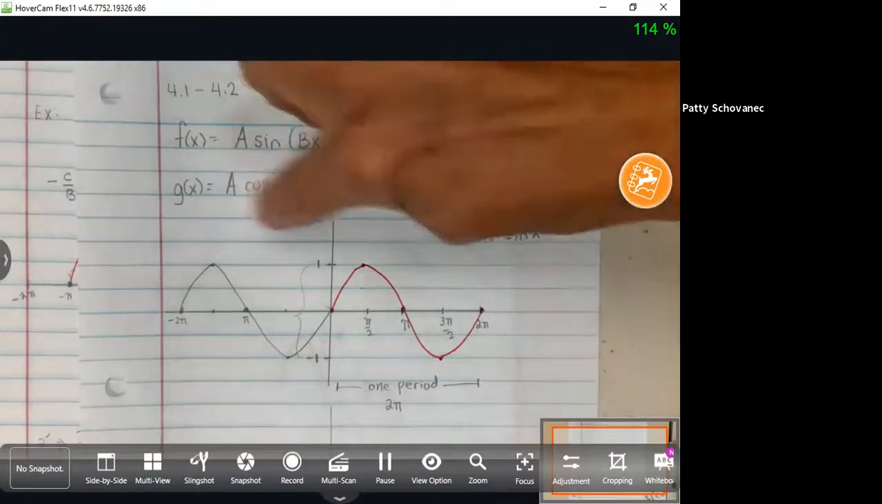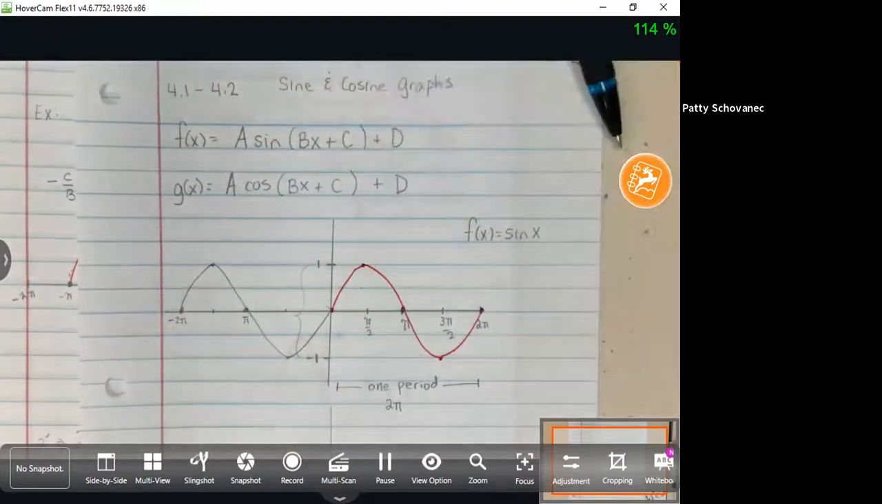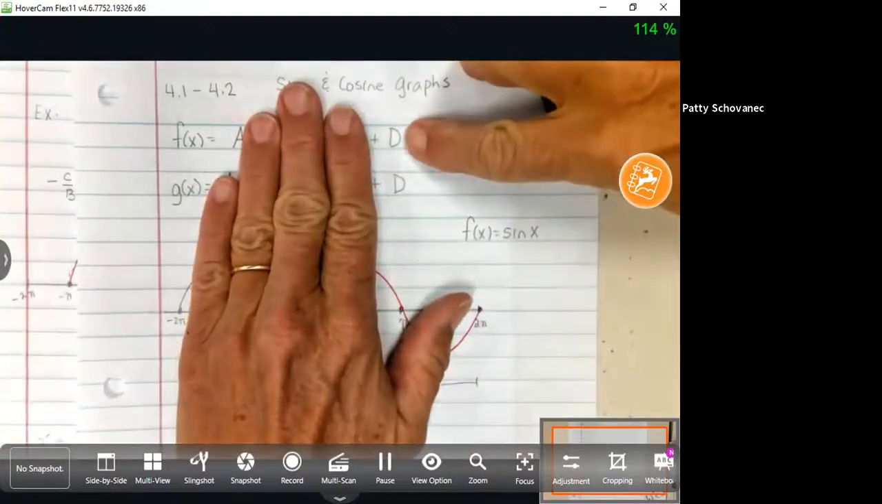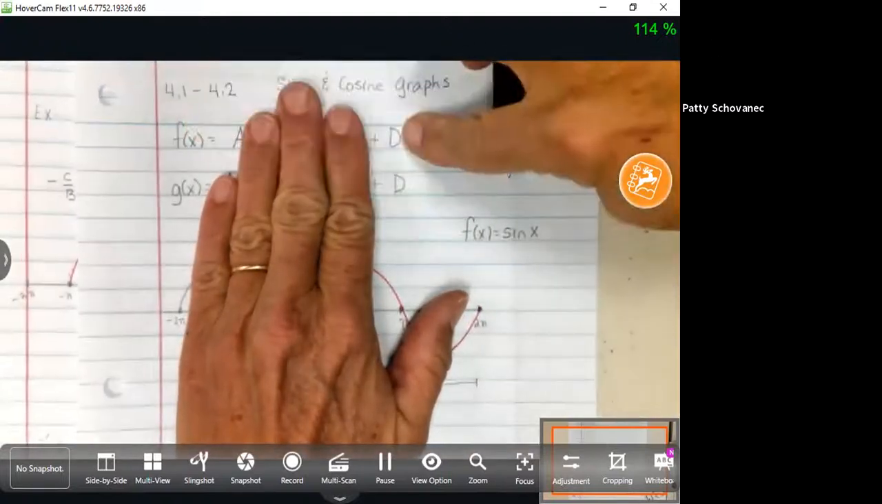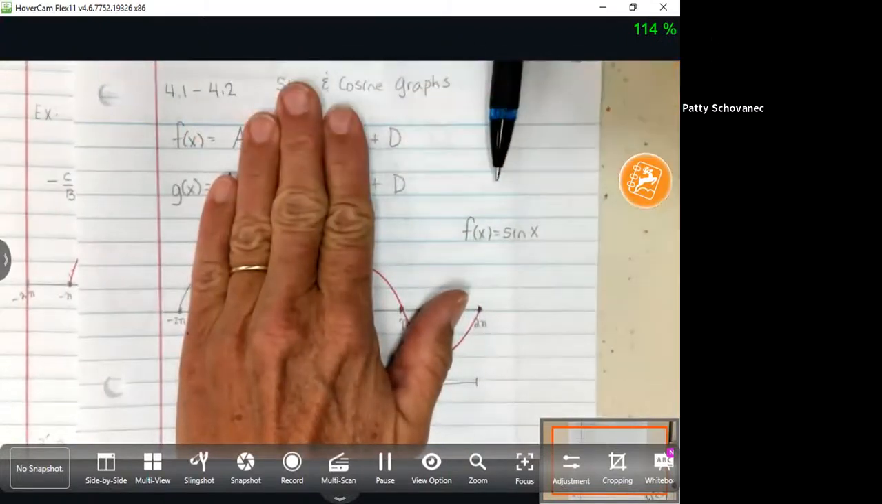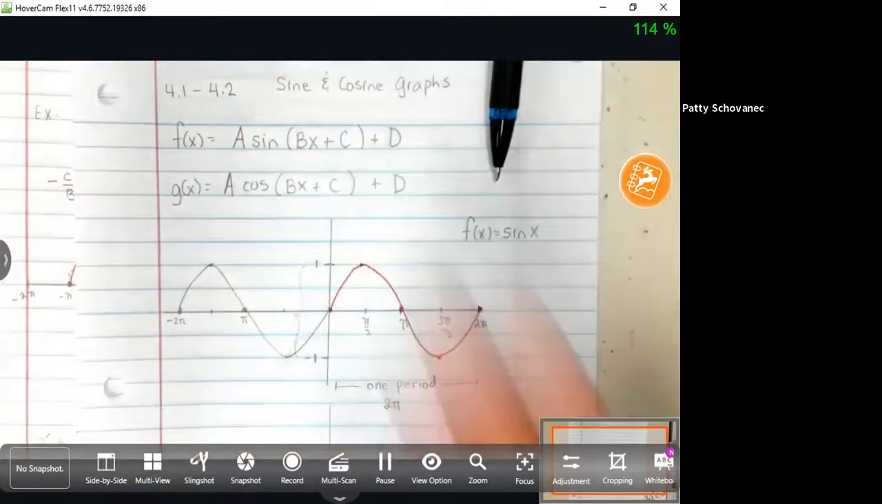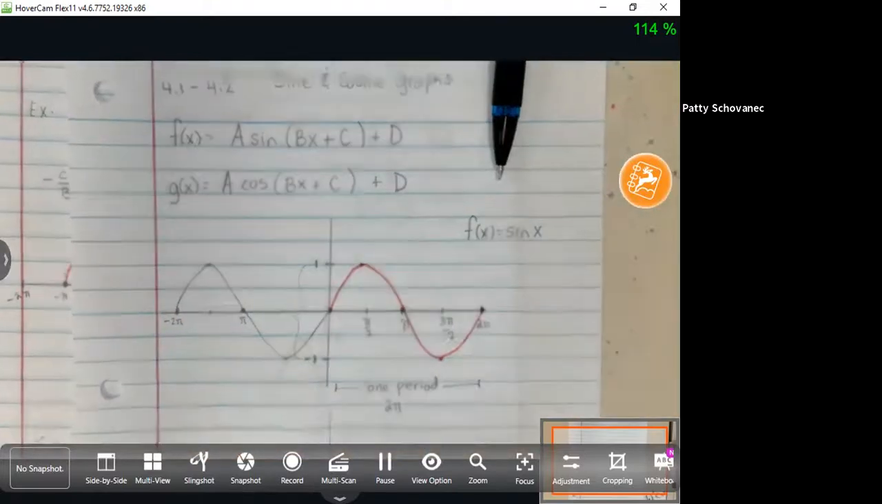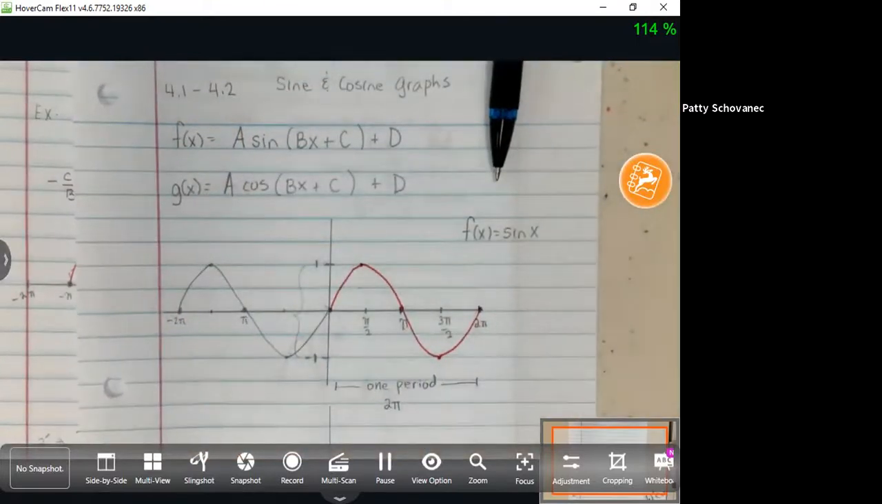That's what that number at the end does. It takes whatever this curve is doing and it moves the entire period up or down d units, depending if d is positive or negative. It follows the sign of d. If this number is positive, it goes up. If that number is negative, it goes down. So what is this direction? That's vertical. That's going to be a vertical shift of the graph. Picks it up d units.